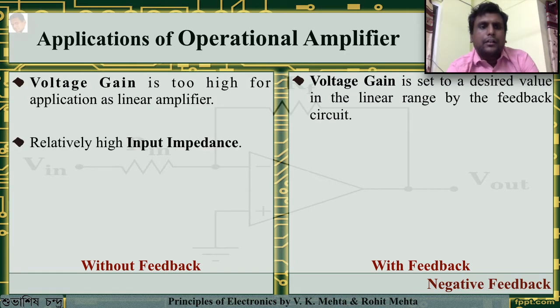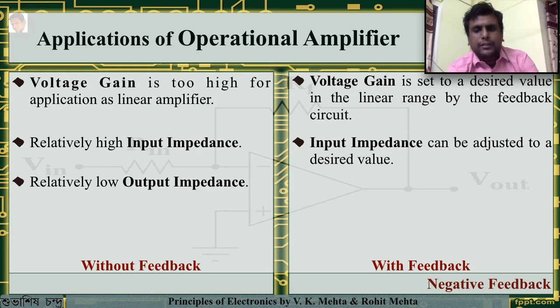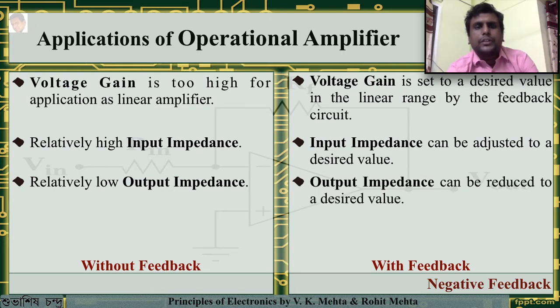The input impedance is relatively high without the feedback, whereas the input impedance can be adjusted to a desired value with the feedback. The output impedance is relatively low without the feedback. In case of with feedback condition, the output impedance can be reduced to a desired value. So the input impedance and output impedance without feedback are fixed, whereas with feedback you have the option to put it at a value wherever you like.